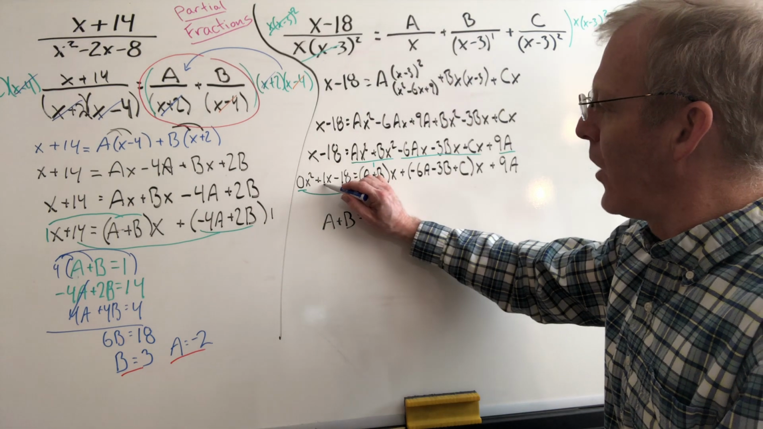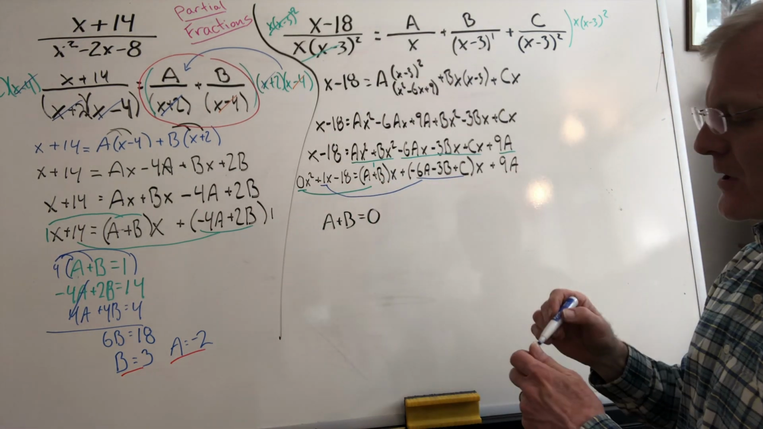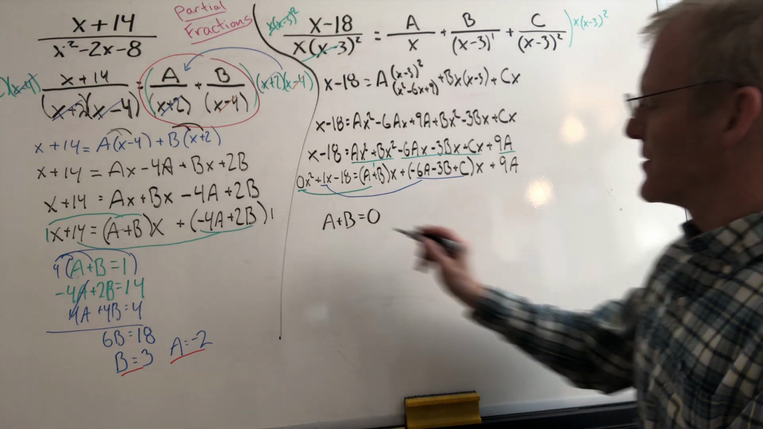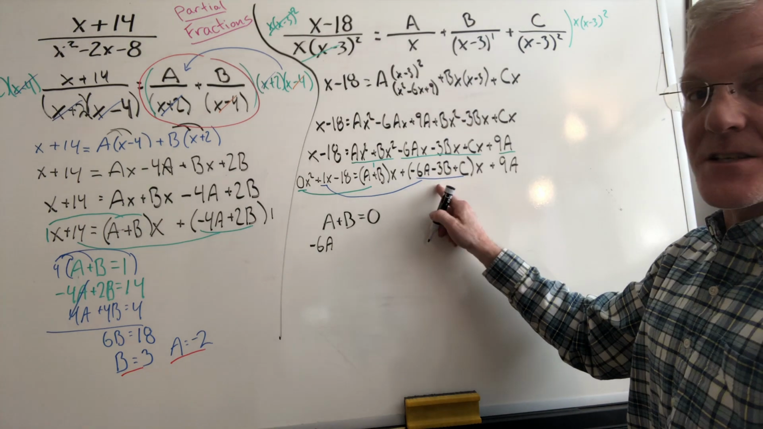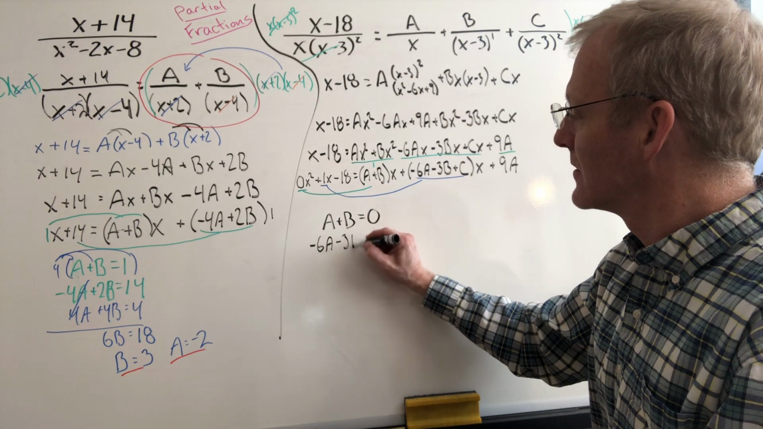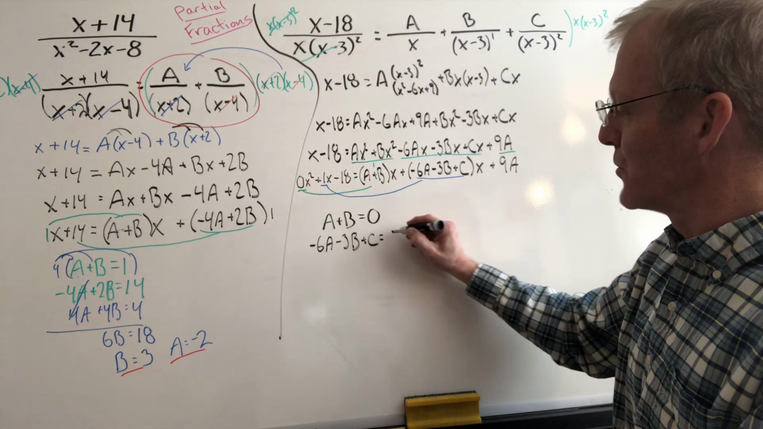We have that the 1 equals this part. So negative 6a minus 3b plus c equals 1.